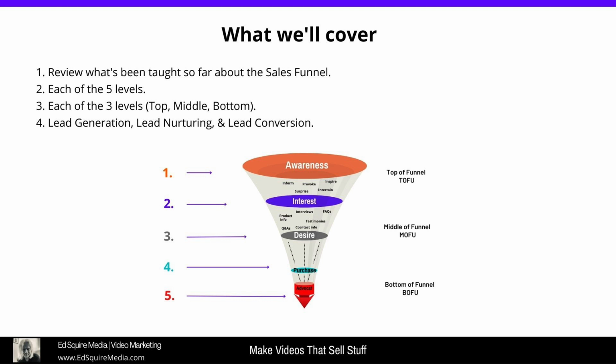actual sales funnel. I'm going to go through each of the 5 levels: 1, 2, 3, 4, 5, awareness, interest, desire, purchase, and advocate, or you'll see what that means. I'm going to go through each of the levels, top, middle, and bottom, which stand for TOFU, MOFU, and BOFU. I know it sounds funny, but it stands for top of funnel, middle of funnel, bottom of funnel. And then I'm also going to talk about lead generation, lead nurturing, and lead conversion, which fit in each of those levels. That's what we're going to do.